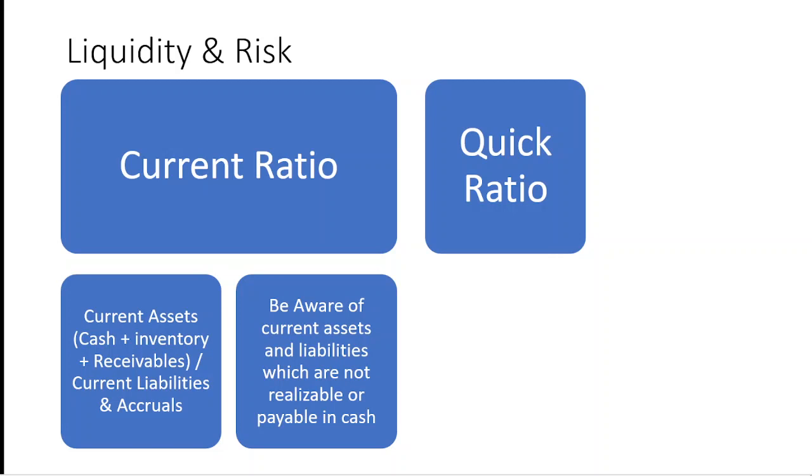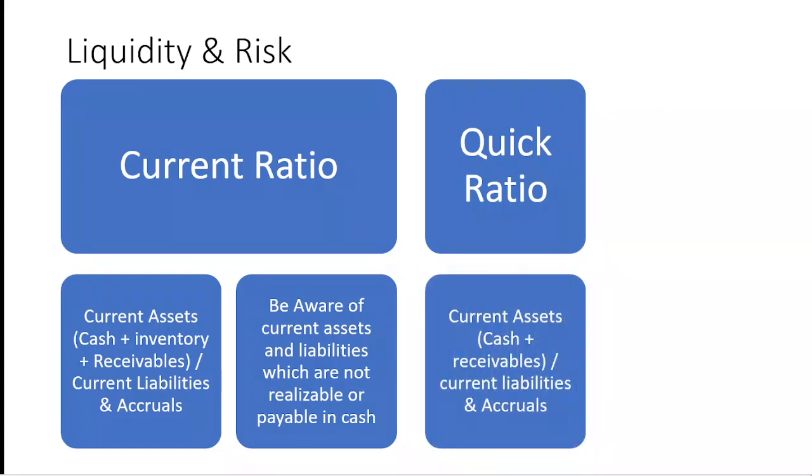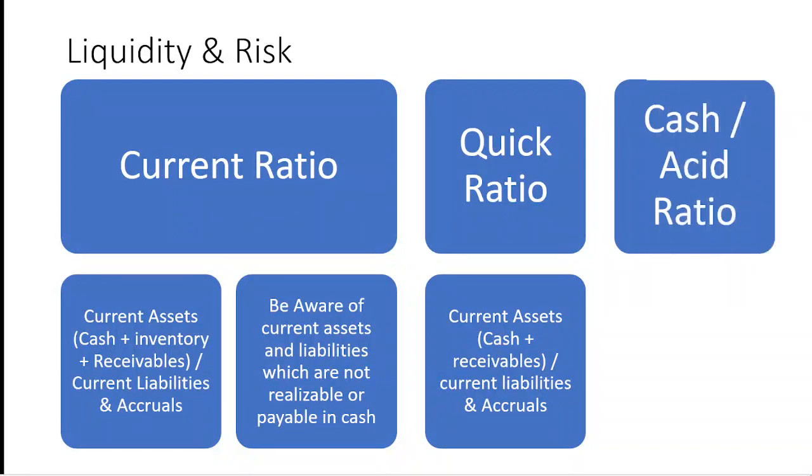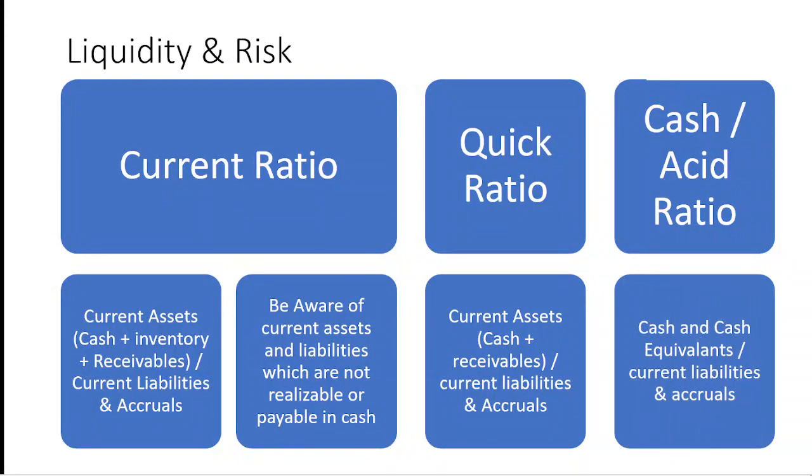Then the next one is, since many of these may not be immediately realizable, to be on the conservative side, we keep the denominator, current liabilities plus accruals, the same, but we remove one item from current assets, which is inventory. Because inventory is difficult to sell and then you have to collect, so we take it out to calculate what is called the quick ratio: cash plus receivables divided by current liabilities and accruals. Then we take out one more to calculate the cash ratio, which means only the cash or cash equivalents which we know we have in our hands, divided by current liabilities and current accruals.